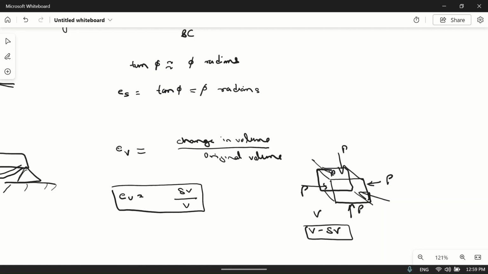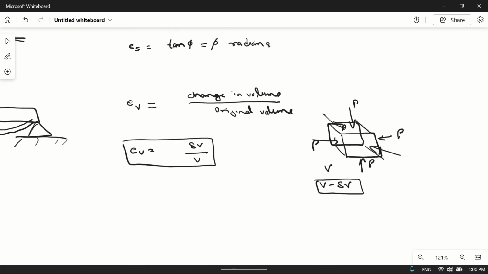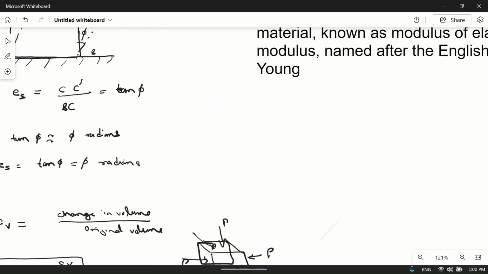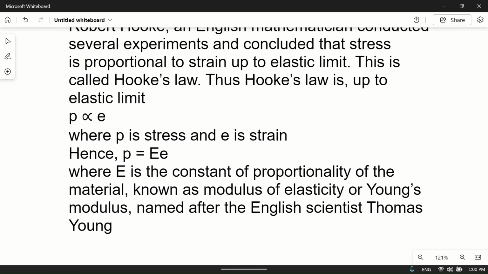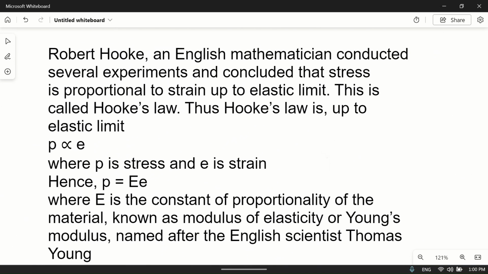This is volumetric strain. Volumetric strain can also be represented as the sum of all the linear strains. Strain Ev is equal to Ex plus Ey plus Ez, where Ex is strain in the x direction, Ey is strain in the y direction, and Ez is strain in the z direction. So if we add all three, then we will get volumetric strain.